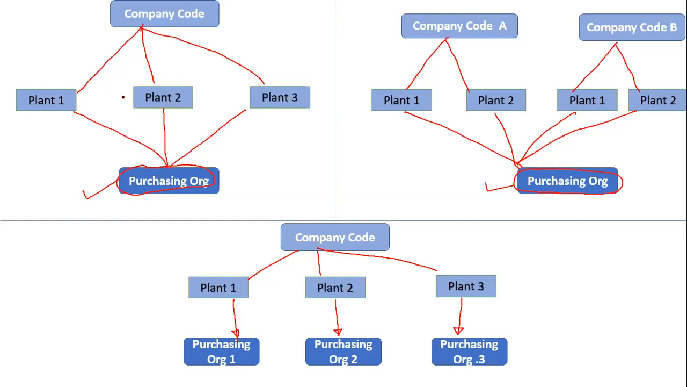So we can call it plant specific. This purchasing organization 1 is responsible for plant 1 only. This purchasing organization 2 is responsible for plant 2 only. Similarly, this purchasing organization 3 is responsible for plant 3 only. So we can call it a plant specific purchasing organization. This is specific to a plant, and that is a decentralized purchasing organization.